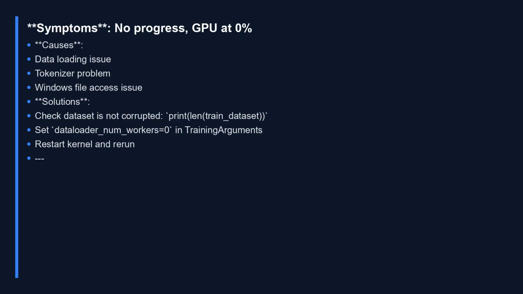If training appears to be running but the GPU sits at 0% utilization, the training loop has stalled, most likely in the data loading stage. On Windows, the default multiprocess data loader can deadlock when accessing certain file paths. The fix is to add dataloader_num_workers=0 to your training arguments, which forces data loading onto the main thread and bypasses the multiprocessing issue entirely. Also run print(len(train_dataset)) to confirm your dataset loaded correctly. If it returns 0, the JSON path is wrong and the trainer is silently iterating over nothing.